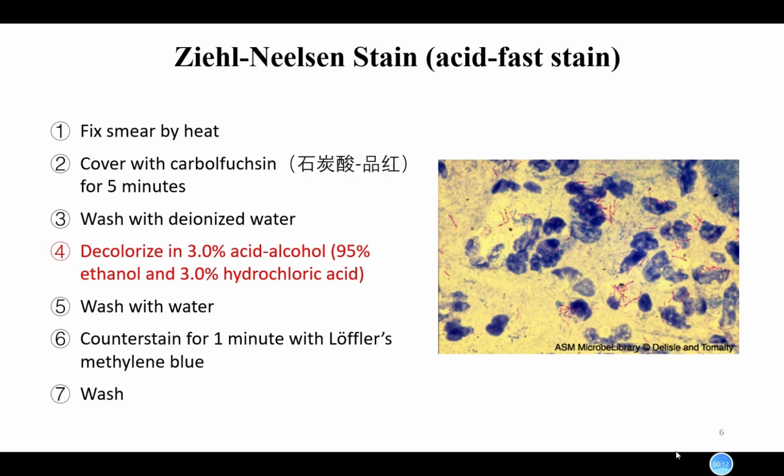This is the result of acid-fast staining. You can see in this picture, the red, thin rods are Mycobacterium tuberculosis, while the small green ones are the other bacteria, and these big green dots are the nuclei of human cells. So this is acid-fast staining.